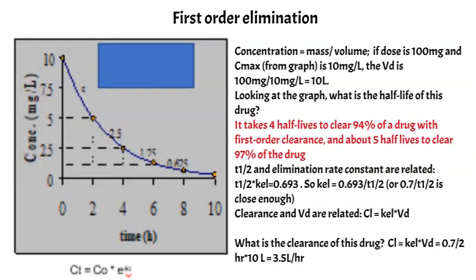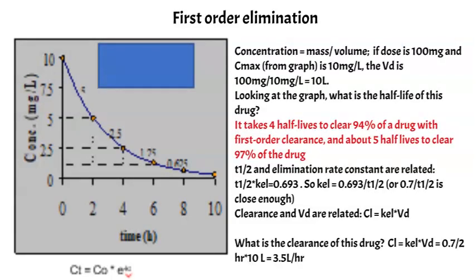Number 2, looking at the graph, what's the elimination half-life of this drug? We go from 10 milligrams per liter to 5 milligrams per liter in 2 hours, then from 5 to 2.5 in 2 hours, so we know it's first order because the half-life is constant, and the half-life is 2 hours.